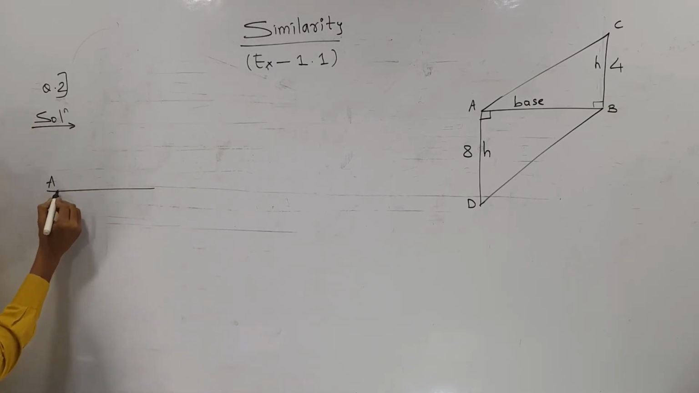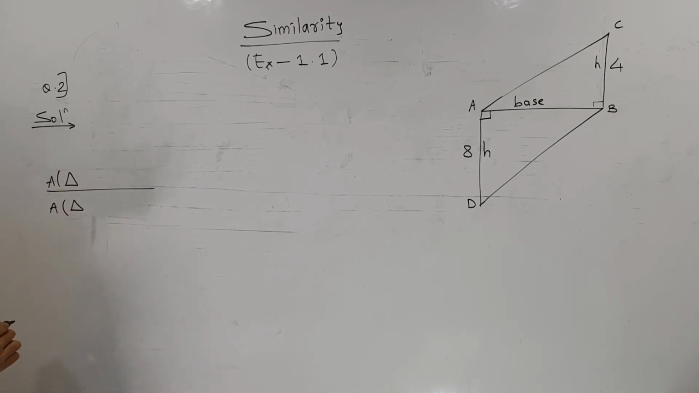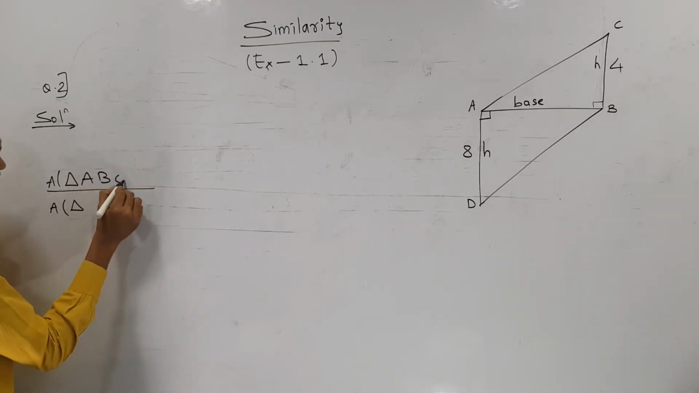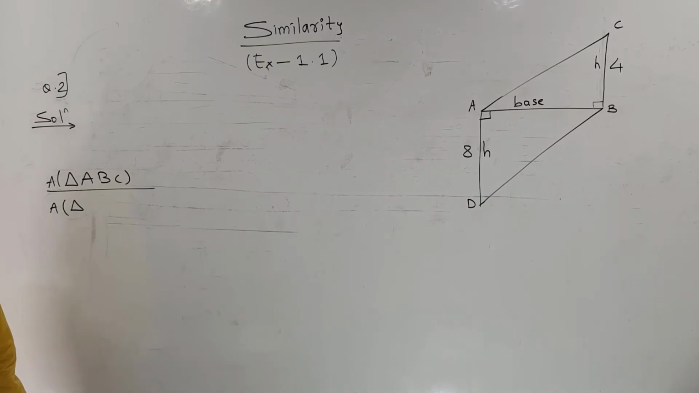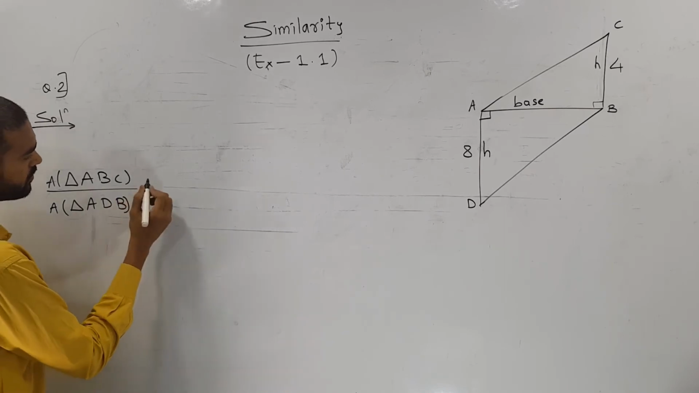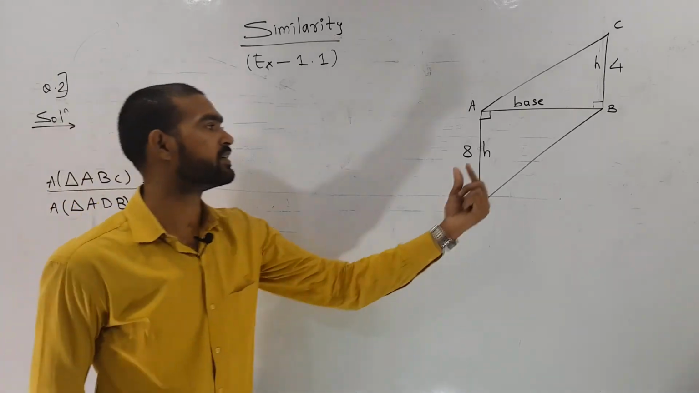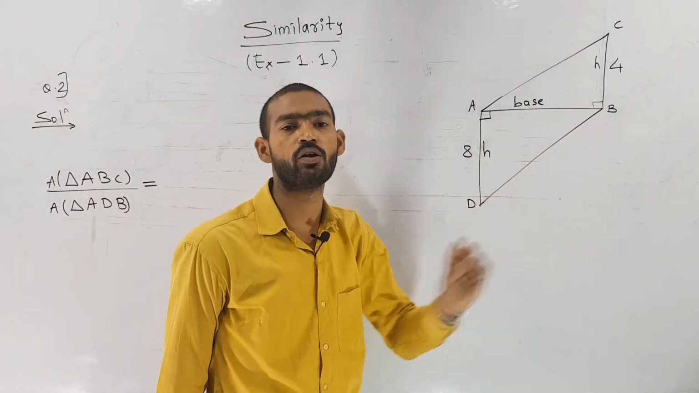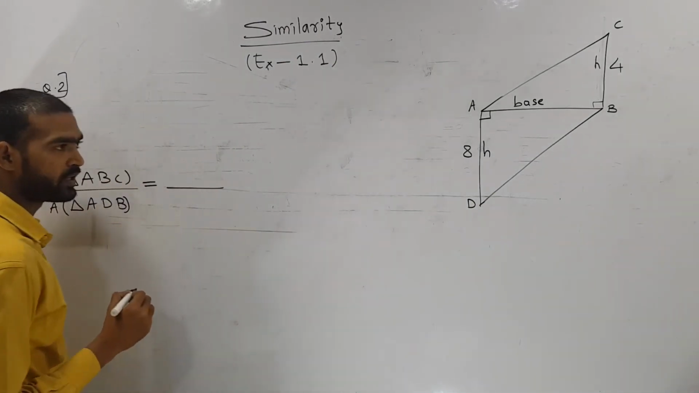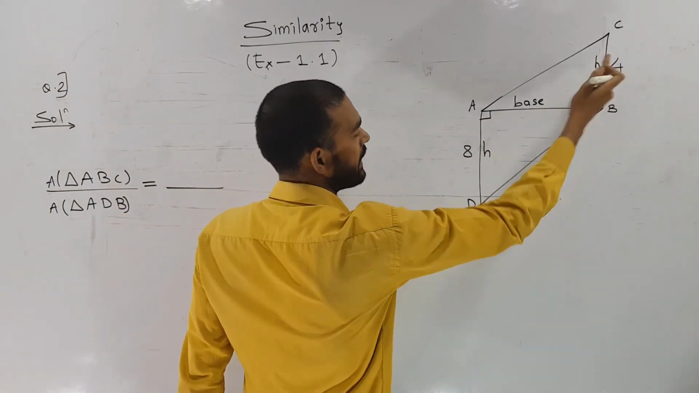So let us start the solution. Ratio of areas of two triangles. The first triangle is triangle ABC, the second triangle is triangle ADB, is equal to. Now since we know both are sharing the same base, we will not mention their base. We will directly write their heights. The base gets cancelled, so we are left with only their heights.